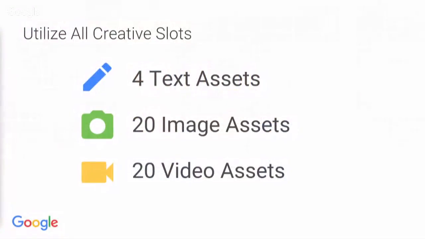In terms of creative, creative is one of the big levers that you can leverage within a UAC campaign. And because UAC, again, runs across all of Google's networks like search, display, and YouTube, I think it's really important to utilize all the creative slots if possible and have a really healthy asset mix to make sure that we're allowing Conversion Optimizer, again, to have as much scale as possible to serve your ad. So with any universal app campaign, there are 4 text assets or 4 lines of text that we allow, 20 image assets and 20 video assets.